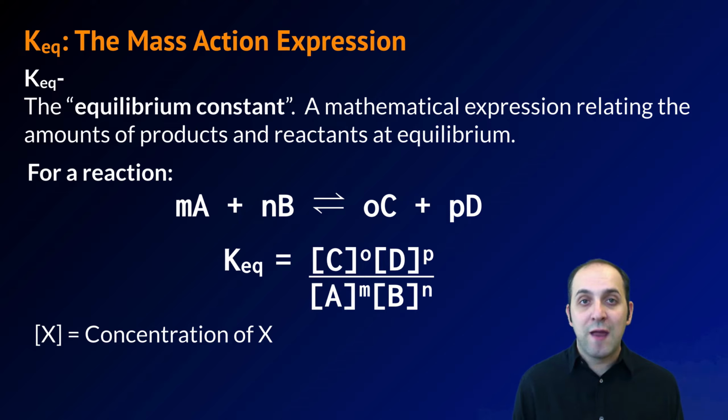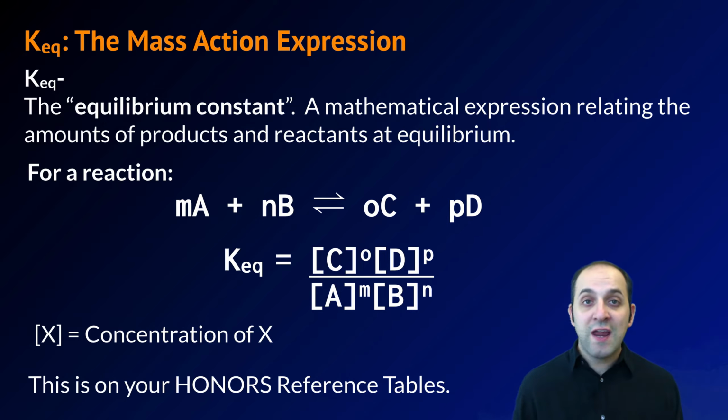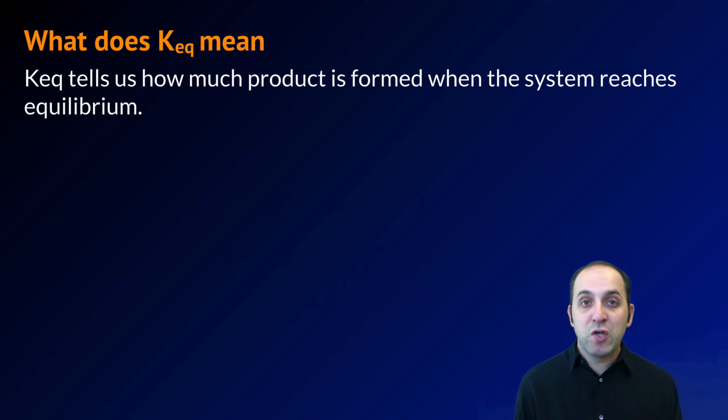One quick note here is that putting square brackets around a substance is a chemical shorthand that just means concentration of that substance. We'll see that again in our next unit. This equation is on your honors reference tables, and so if you ever get confused about this, you can always go there to get it. KEQ tells us how much of a product is formed when a system reaches equilibrium. That's really what it's informative for.